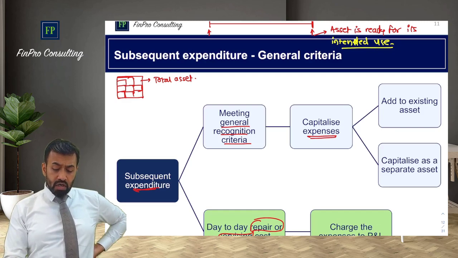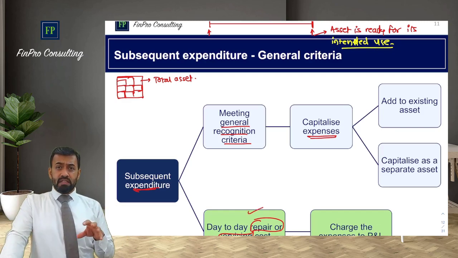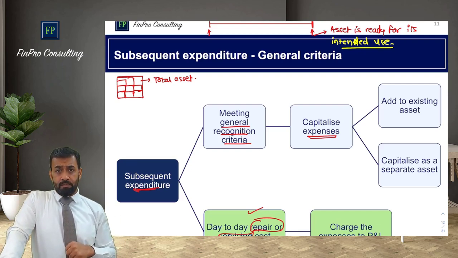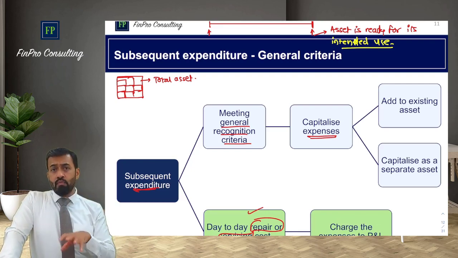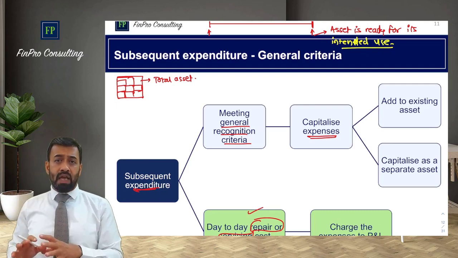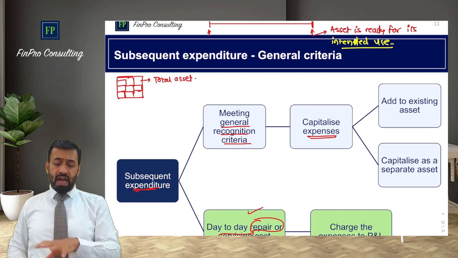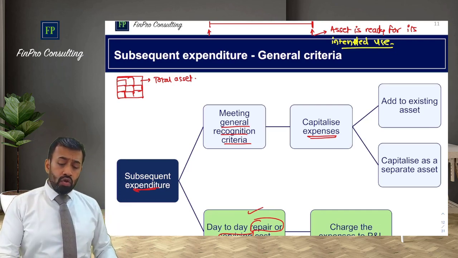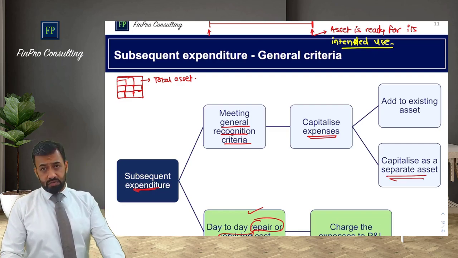Because this is not general day-to-day repairs and maintenance, these are the costs, these are the expenses which will fetch you future economic benefits. And when the probability occurs and you are able to measure the cost reliably, at that point of time you are eligible to capitalize that as either a separate item or as a part of that asset itself. So where you capitalize it as a separate asset, we call it componentization.